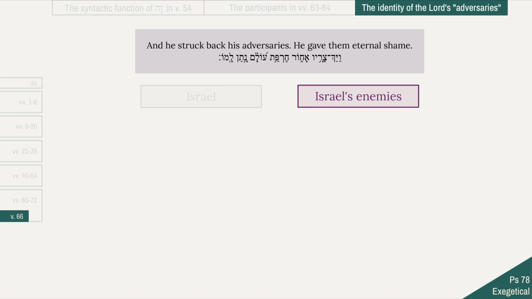But in our view, it's more likely that the adversaries in this verse refer to Israel's foreign enemies, and especially the Philistines. Here's where it's helpful to step back and look at the poetic structure of Psalm 78. We'll give a summary sketch of it here, and you can visit our website for more details.